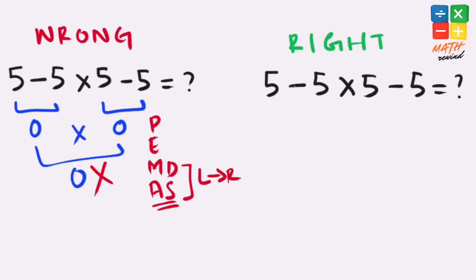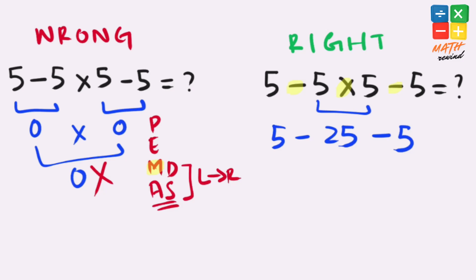If you notice, in this expression we have a couple of subtraction operators present and we have a multiplication operator present too. According to the rules, multiplication has higher priority than subtraction, so we must solve multiplication first. 5 times 5, that leaves us with 25. Our expression simplifies to 5 minus 25 minus 5.